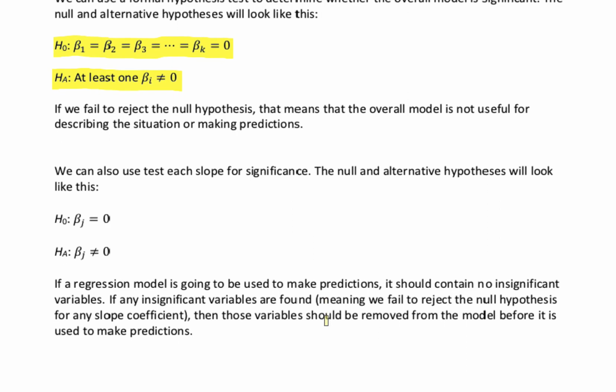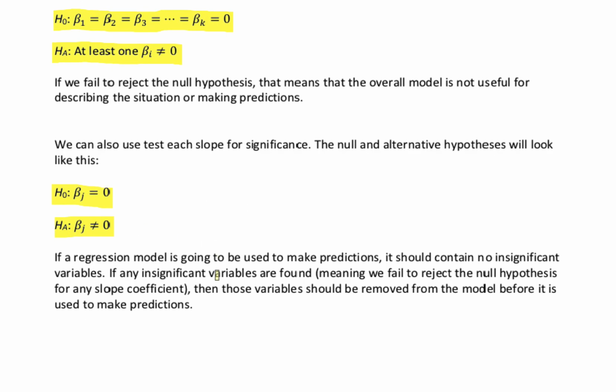And we can also test each individual slope for significance, and this will be our null and alternative hypotheses for that. Our null hypothesis is that that particular slope is equal to 0. Our alternative hypothesis is that that slope is not equal to 0. And in order to use our model to make predictions, we want all of the slopes to be significant, or in other words, we want our p-value to be such that we are rejecting the null hypothesis for each slope. If we find any that we do not reject the null hypothesis for, then we should remove those variables from our model before we use it to make predictions.